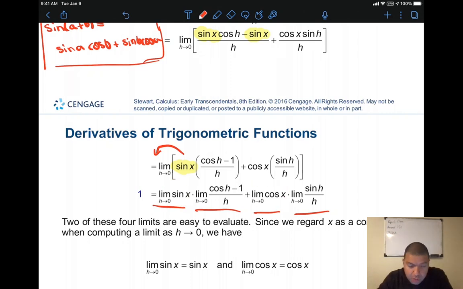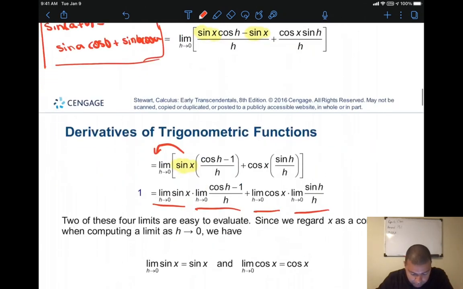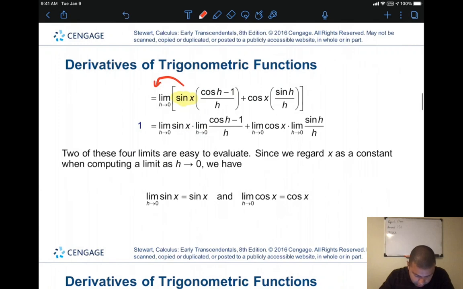You don't have to understand 100% of the calculation to get an idea. If you're interested in this, just stop and think about it and actually follow along while you write it. The idea though is that these limits are easy. So this is easy and this is easy. So you end up with sine x times a certain limit plus cosine x times another limit.